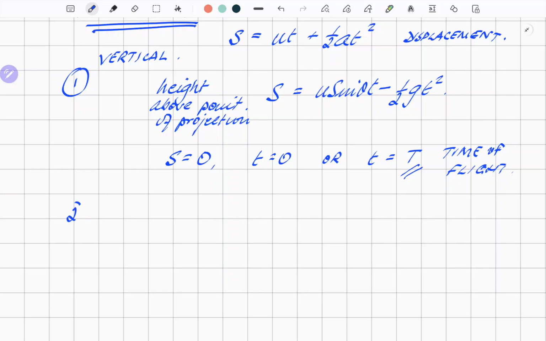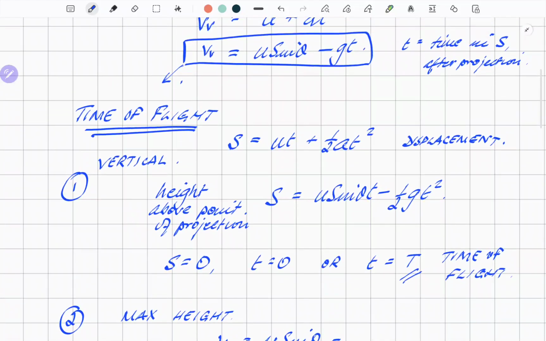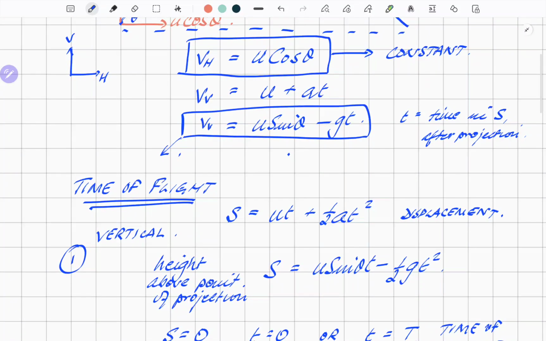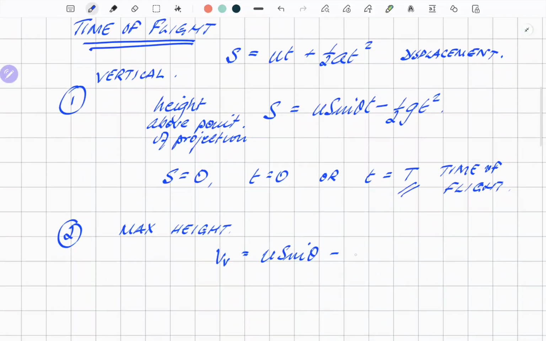Another thing, when you have the projectile at maximum height, we go back to our v equals u plus at. So we know that vertical velocity equals u sin theta minus g t. I just remind you of that one there. So that minus g t.